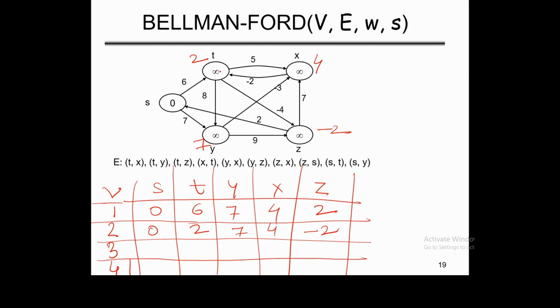sorry. Let's check t to x first. t to x: 2 plus 5, 7, no change. t to y: 2 plus 8, 10, no change. t to z: 2 minus 4, -2, no change. x to t: 4 minus 2, 2, no change. y to x: 7 minus 3, 4, no change. y to z: 7 plus 9, 16, no change. z to x: -2 plus 7, it is 5, no change. z to s: -2 plus 2, 0, no change. st: 0 plus 6, 6, no change. Or sy: 0 plus 7, 7, no change.